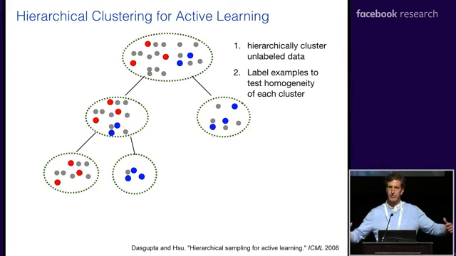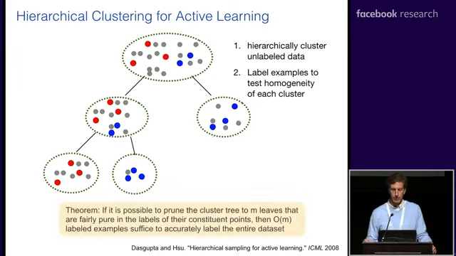You build up this tree in an unsupervised fashion, and then you proceed down through the tree, repeating this kind of test for homogeneity in the labels within each cluster. And you stop when you get to some place where you think, yes, I'm confident that it's fairly homogeneous. And the cool thing about this is that if it were possible to prune the cluster tree to M leaves so that the labels in each of those M clusters are relatively pure, then only order M labeled examples will suffice to accurately label the entire data set.